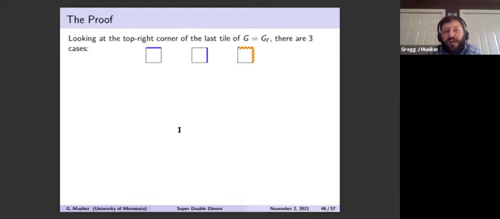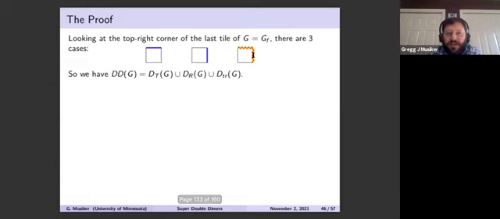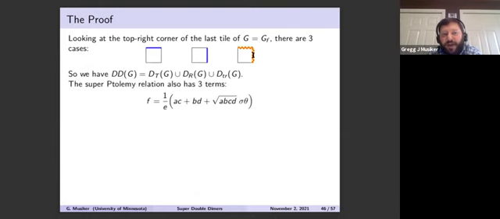So first of all, looking at the top right corner of the last tile, we see that there are three cases. Either we use the top edge twice, the right edge twice, or each of them exactly once. And so we can decompose the set of double dimer covers into these three mutually exclusive sets. And this mimics the three terms in the super Ptolemy exchange relation.